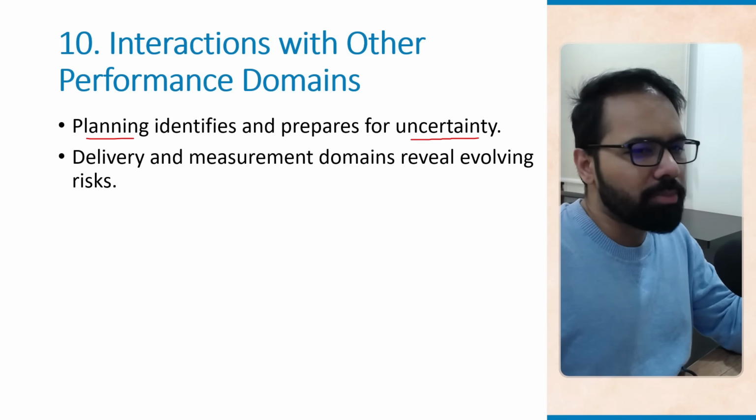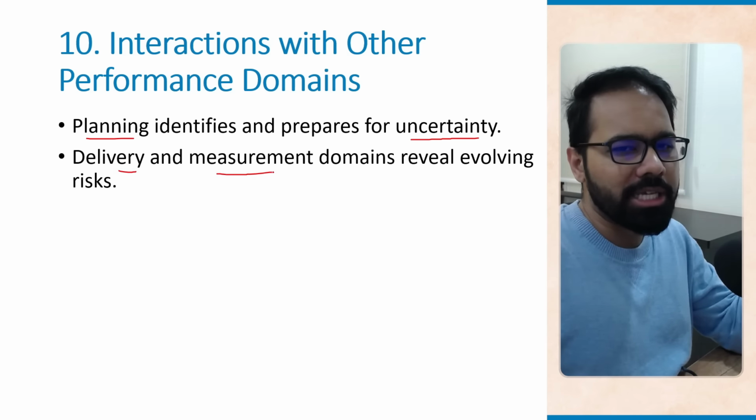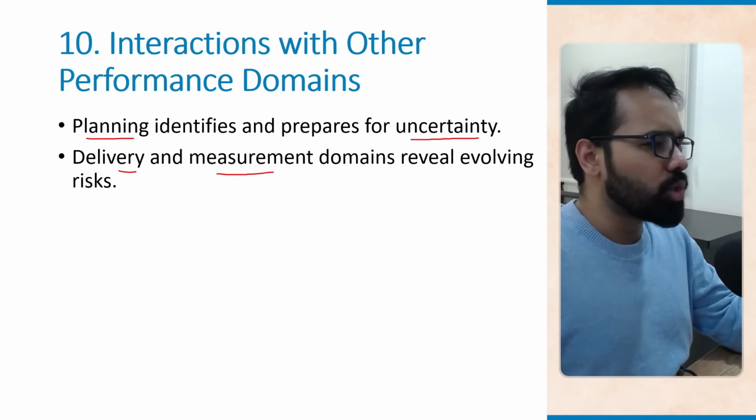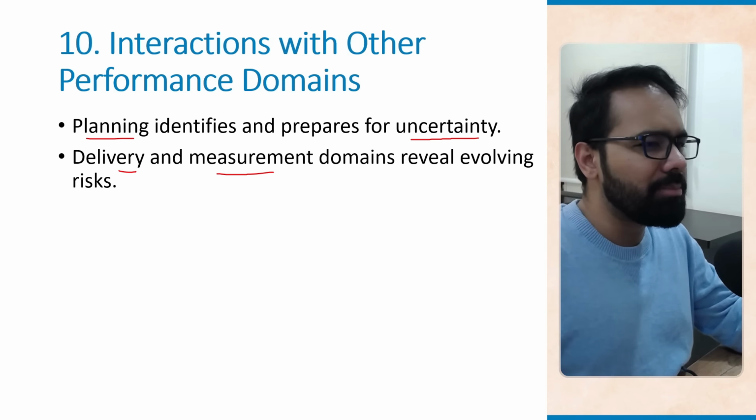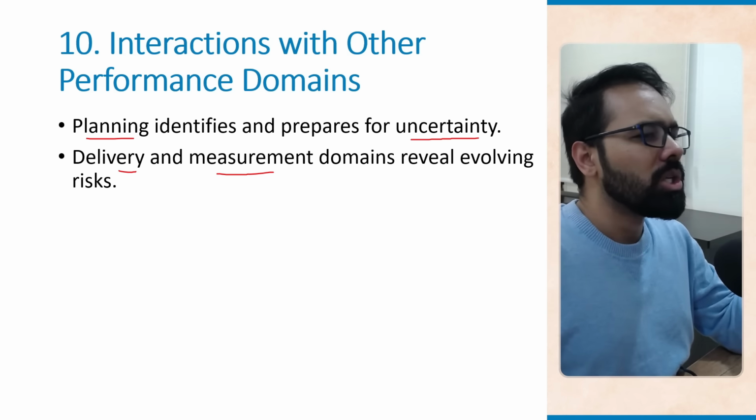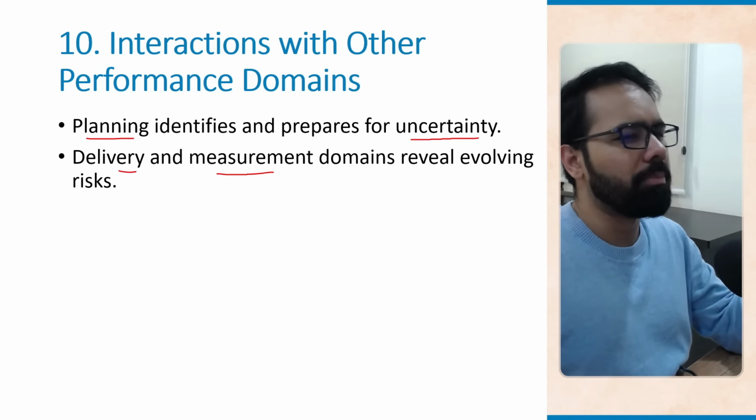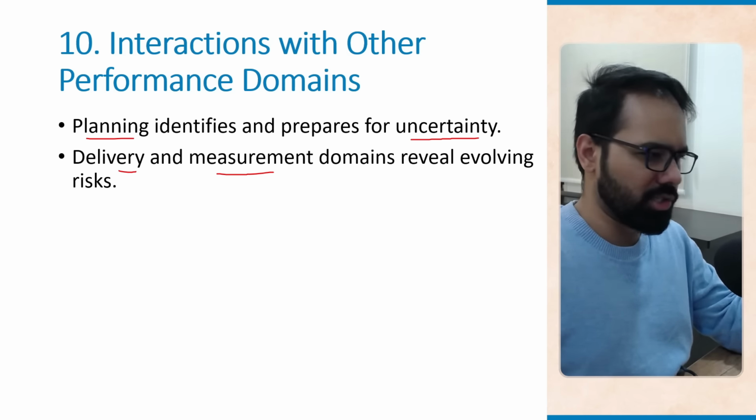Delivery and measurement domains, so these are the two other domains, reveal evolving risks. As actual performance data becomes available, you will be able to sort of see how delivery and measurement stack up when it comes to uncertainty.